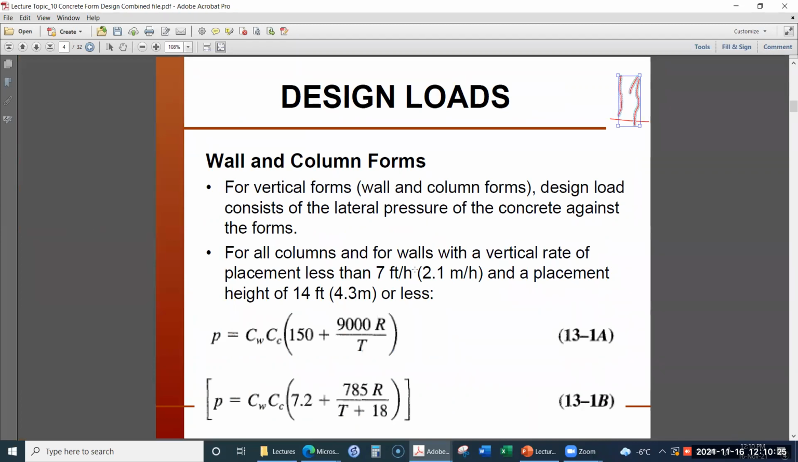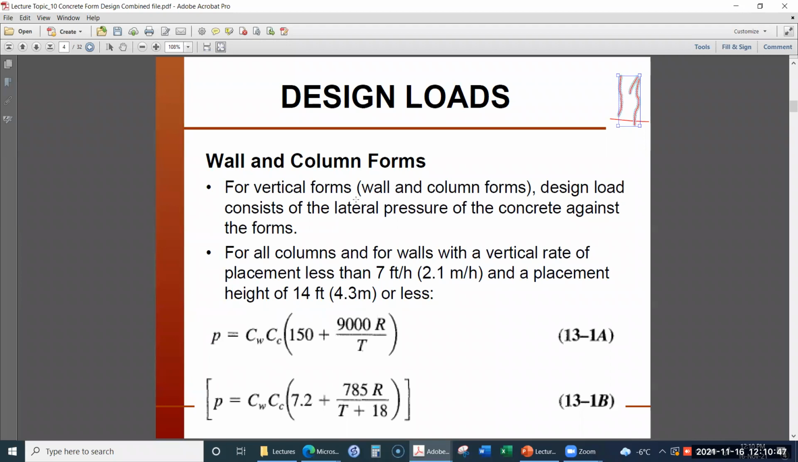So what is the lateral pressure? For all columns and for walls with a vertical rate of placement less than 2.1 meters per hour and a placement height of 4.3 meters or less, we can estimate the lateral pressure by these equations.